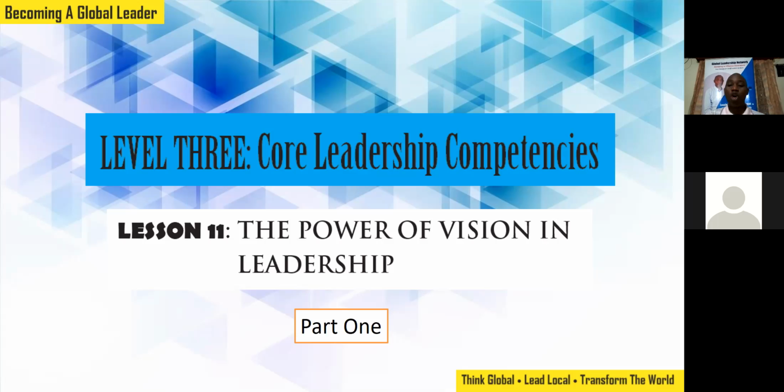Level 3, core leadership competencies. Lesson 11, the power of vision in leadership. Last time we looked at the power of purpose in leadership. And today we are getting into another very key aspect of leadership, which is vision or visionary leadership. We have categorized this into 2 parts because it's quite long.